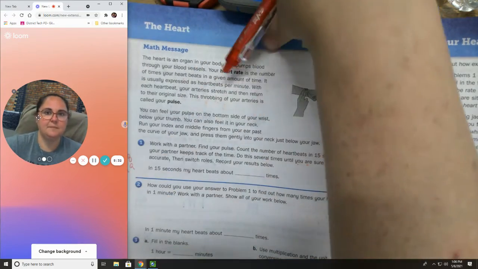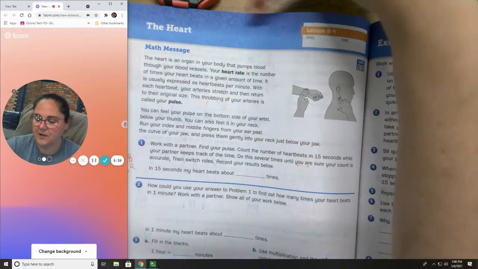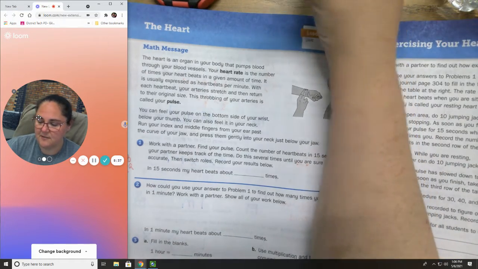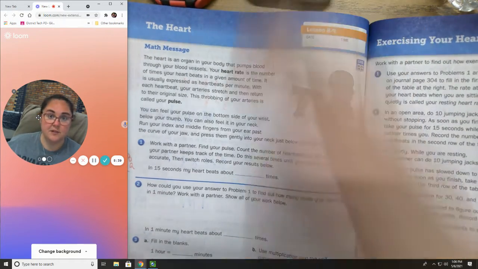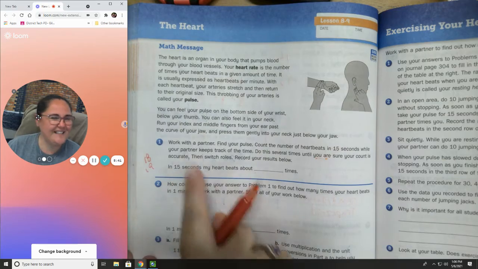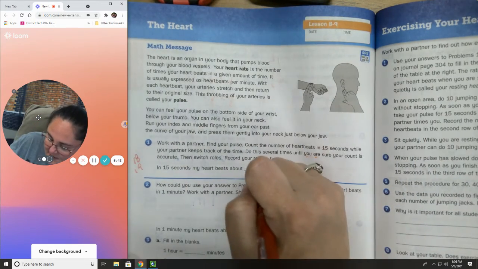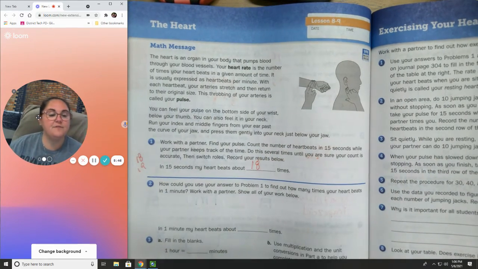Pretty consistent, right? Depending on what you're doing, your heart rate might be a little bit faster. It might be a little bit slower. Just depends on what you're doing. So I'm going to say average 19 to 18. I'm going to say it's about 18 beats per 15 seconds.